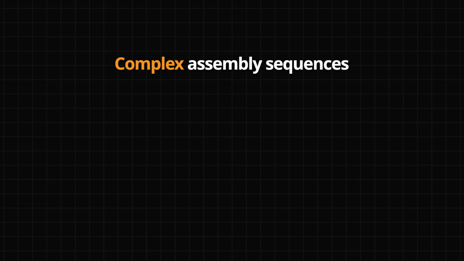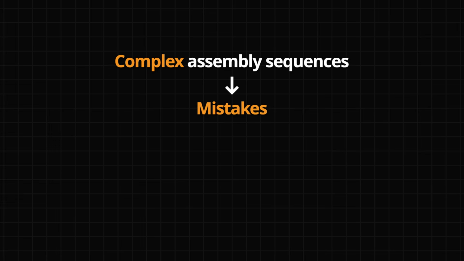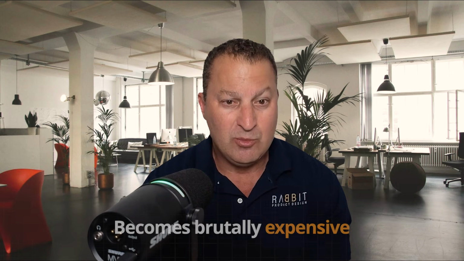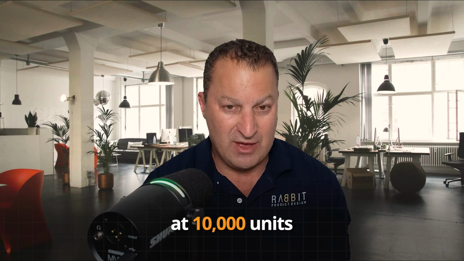Quality control becomes harder too. Complex assembly sequences lead to mistakes. Mistakes lead to rework, and rework destroys margins at scale. Manual assembly that feels fine at 100 units becomes brutally expensive at 10,000 units, because the assembly method you designed in CAD determines whether automation is even possible.